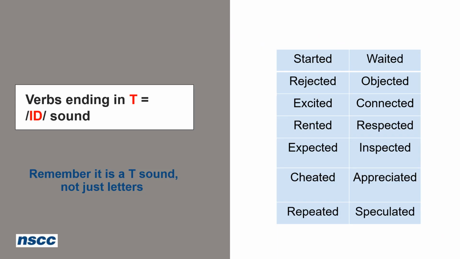Let's practice together. Verbs ending in a t sound will have an ending that sounds like id. For example: started, waited, rejected, objected, existed, connected, rented, respected, expected, inspected, cheated, appreciated, repeated, speculated. As a note, spelling is not too complicated for these words. Most have an ed or a d to end the word.